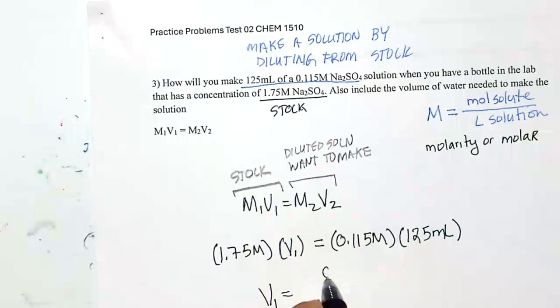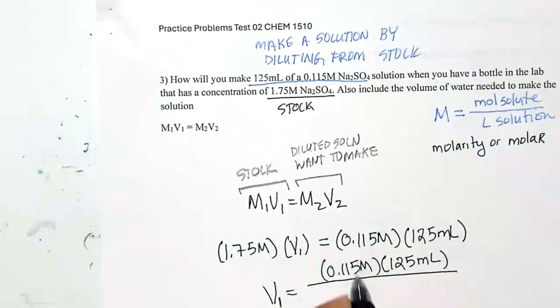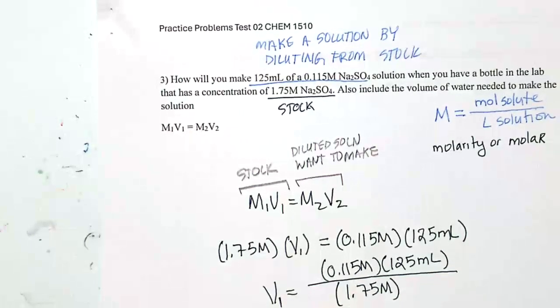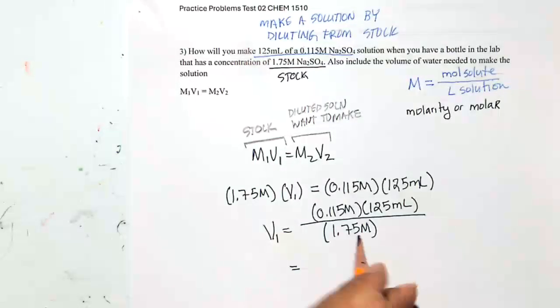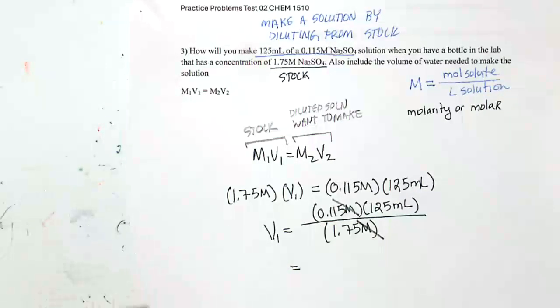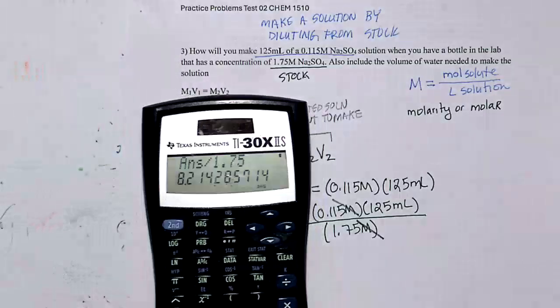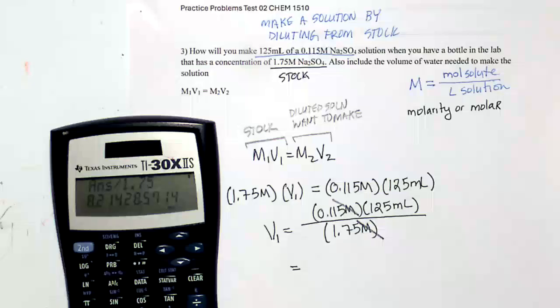All right, so we'll solve for V1 here. 0.115 molar times 125 ml, divided by 1.75 molar. The moles over liter, big M, cancels out. So 0.115 times 125 divided by 1.75, 8.21 ml.